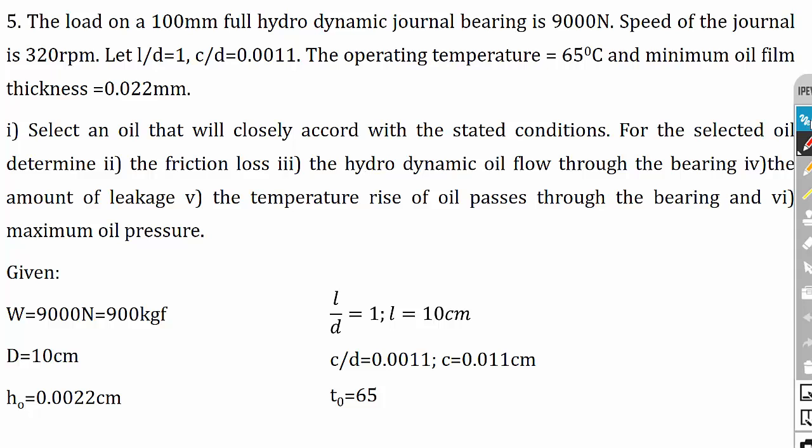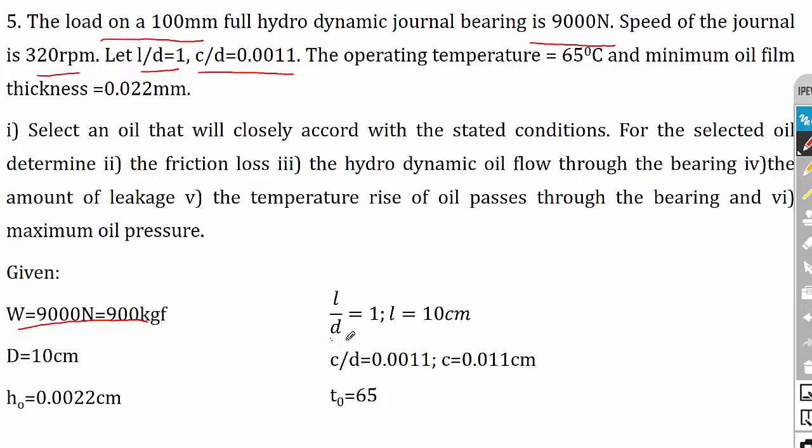So the problem: the load on a full hydrodynamic channel bearing is 9000 Newton. So the load is given, it is 9000 Newton. I have converted it into kgf. We divide by 9.81, or otherwise you can divide by 10, to convert Newton into kgf. So it is 900 kgf. The speed of the channel is 320 rpm.